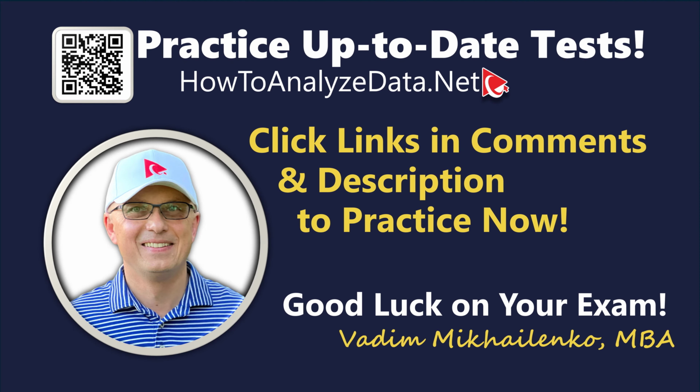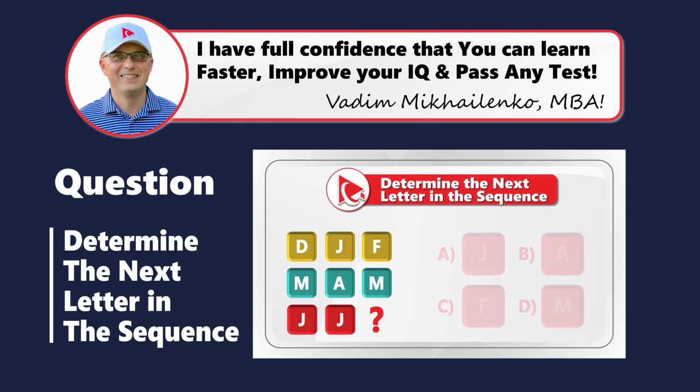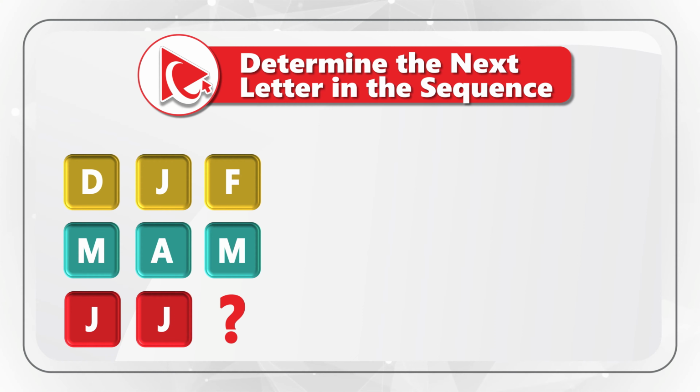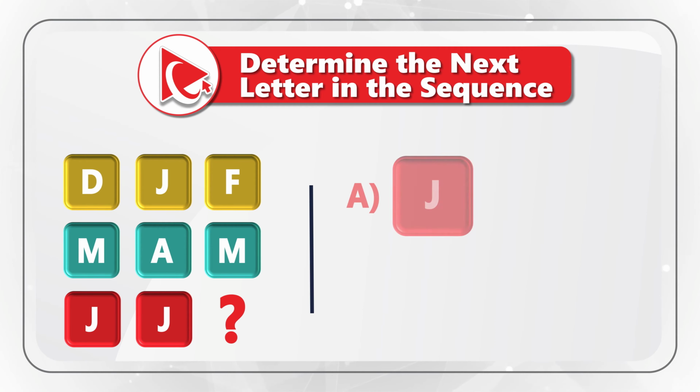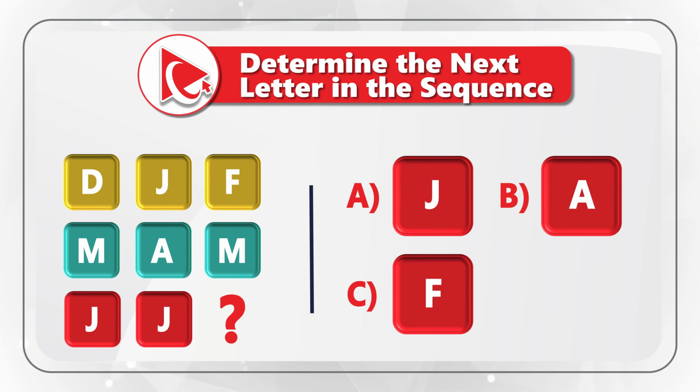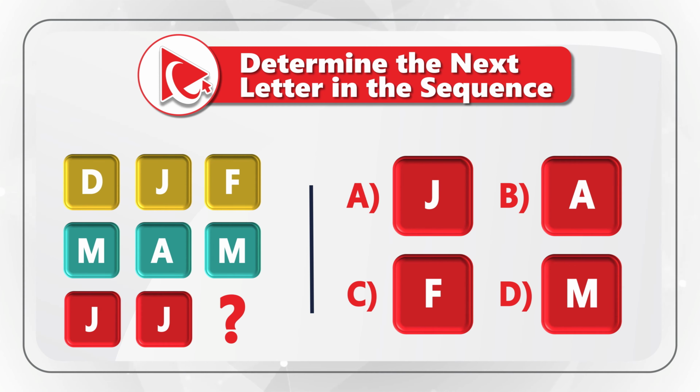Here's a question you will definitely enjoy solving. You're presented with 8 letters, and you need to determine the next letter in the sequence. The letters you see are D, J, F, M, A, M, J, J, and then comes the missing letter, which you need to select out of 4 possible choices. Choice A, J. Choice B, A. Choice C, F. And choice D, M. Take a close look to see if you can come up with the solution.